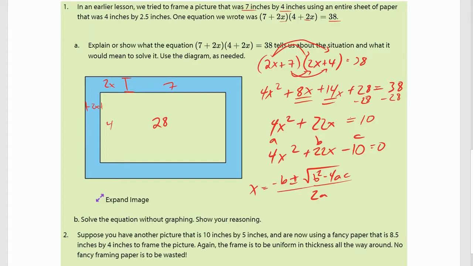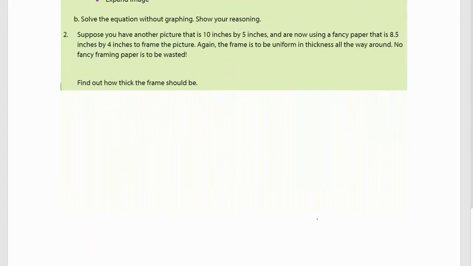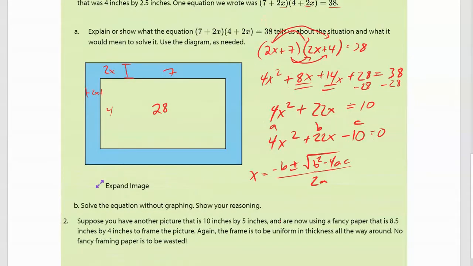Okay. So go ahead and try number 2 if you get number 2. It's very similar to number 1. Definitely want you to try that one on your own. It's a good challenging one right there.